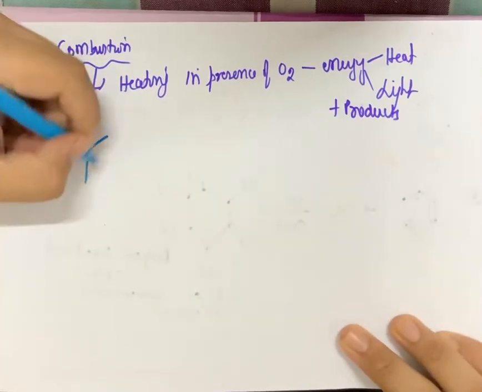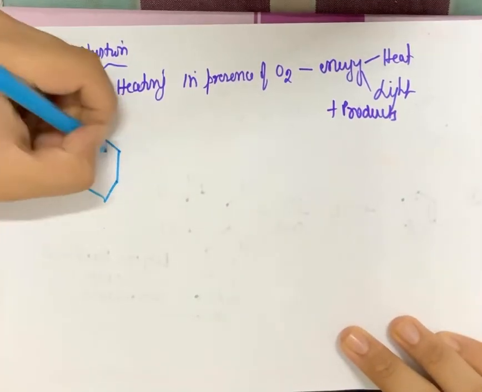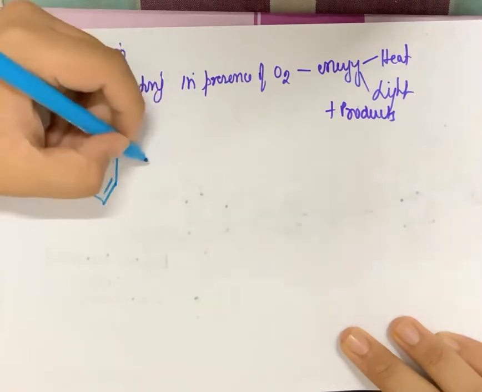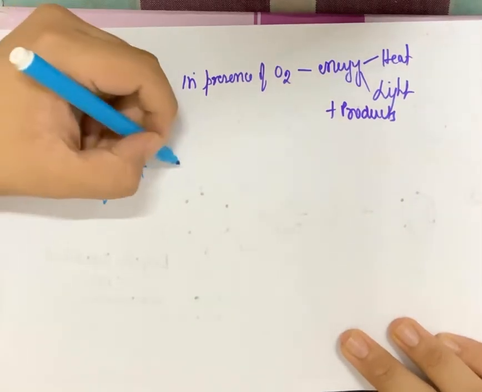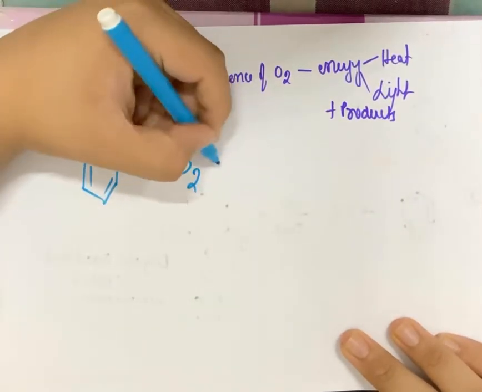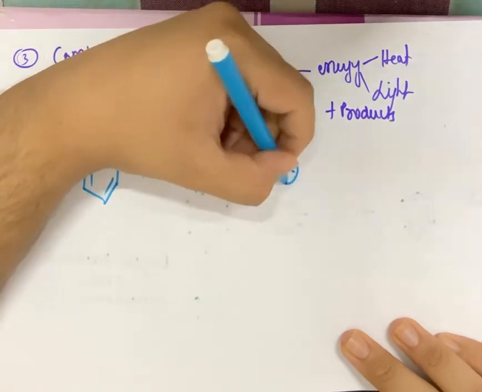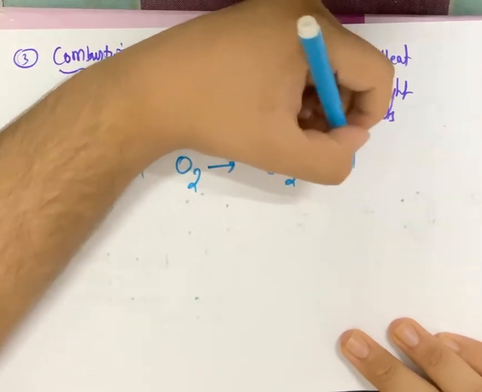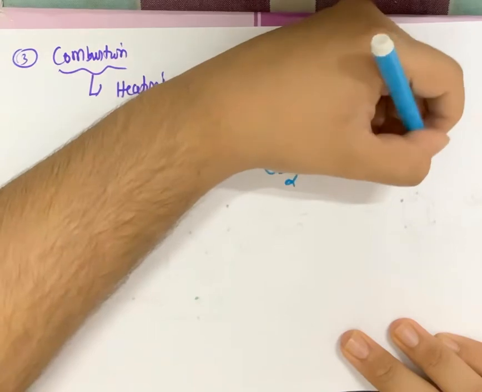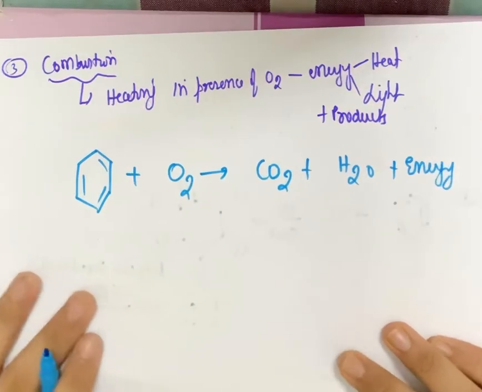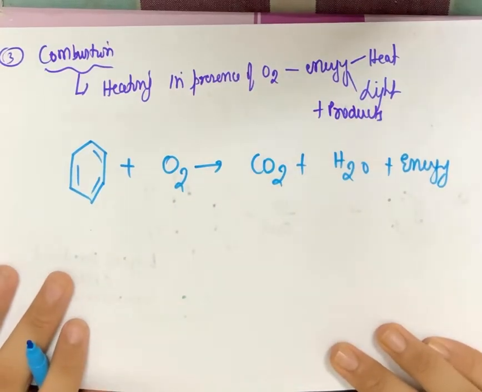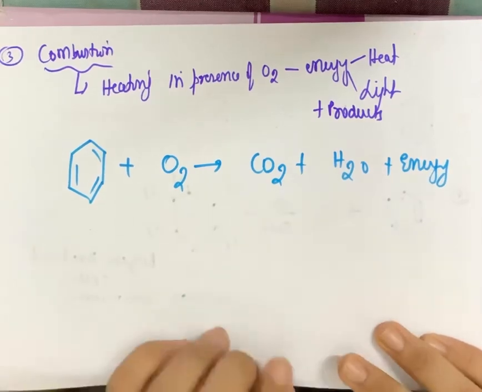Benzene, C6H6, will also undergo this combustion reaction by getting oxygen to give carbon dioxide, water and energy. We don't generally write the energy, but energy is given out in a huge way. Carbon dioxide and water are the major products of combustion.